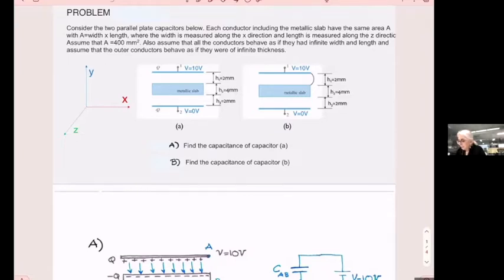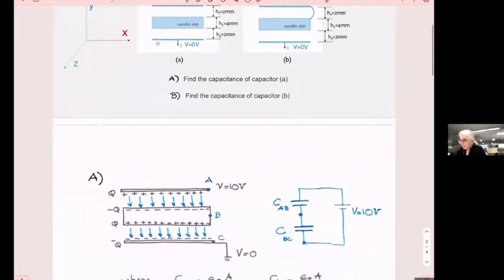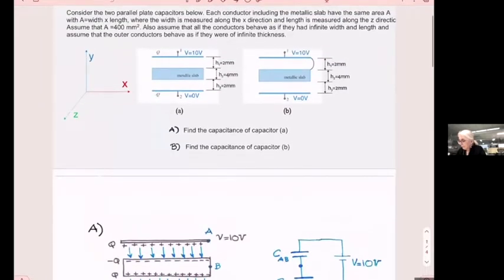And so it says the conductors behave as if they had infinite width and length, and assume that the outer conductors behave as if they were of infinite thickness. So practically, it then says to find the capacitance A, capacitance B.